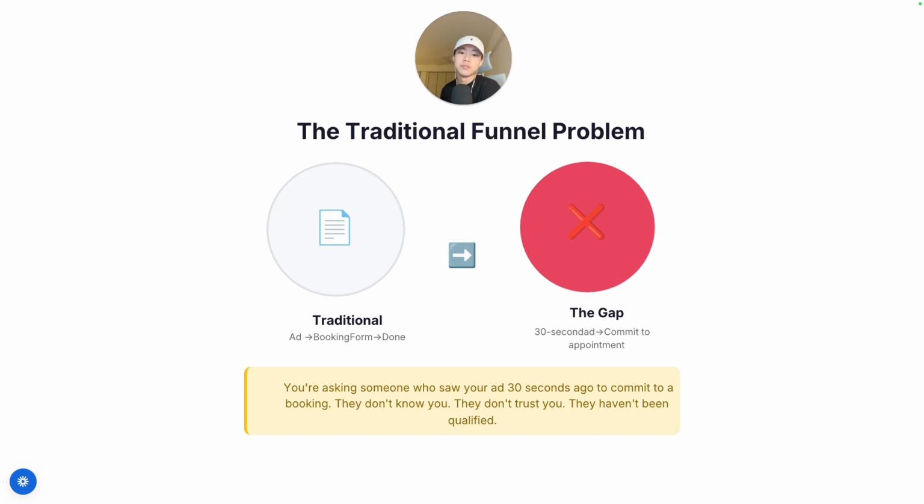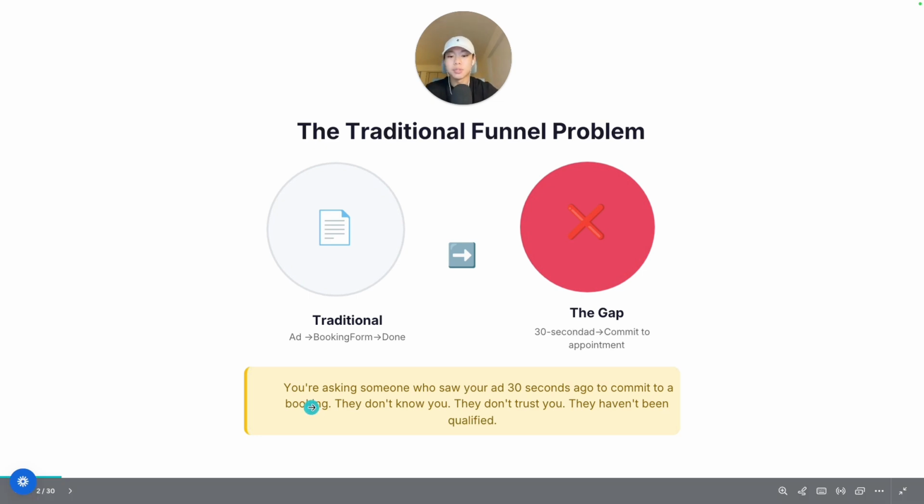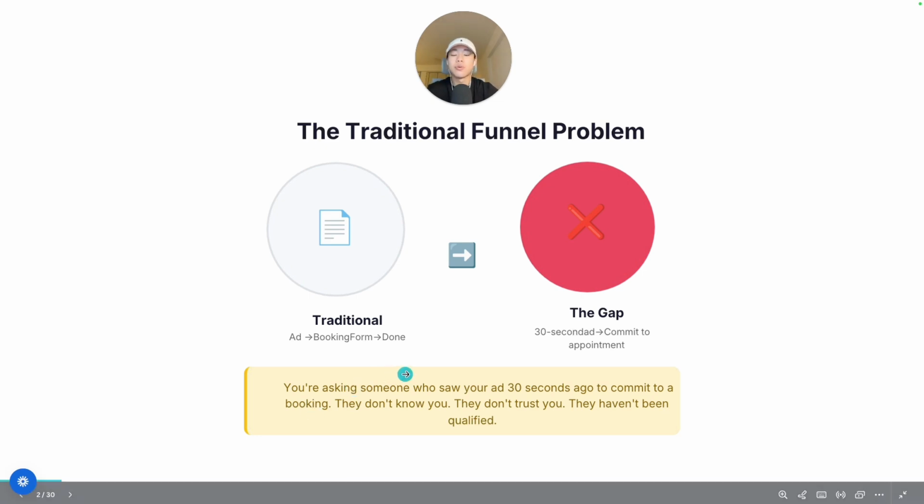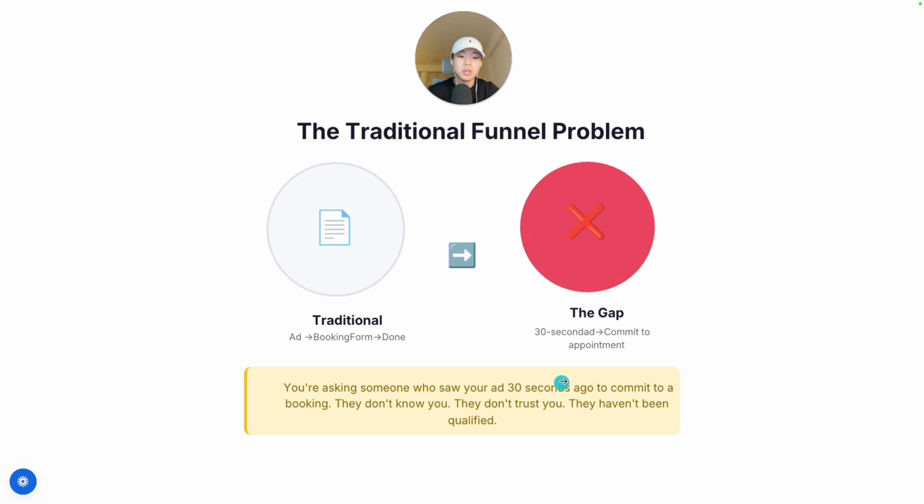So the traditional funnel problem. Normally for a med spa or a local business, they will have an ad, and from the ad they will funnel people to a booking form, a lead form, their website or whatever CTA they use, and people will book in, right? That is a normal funnel. And why is that not optimal? Because you're basically asking someone who saw your ad 30 seconds ago to commit to a booking, and they don't know you, they don't trust you, and they haven't been qualified yet.